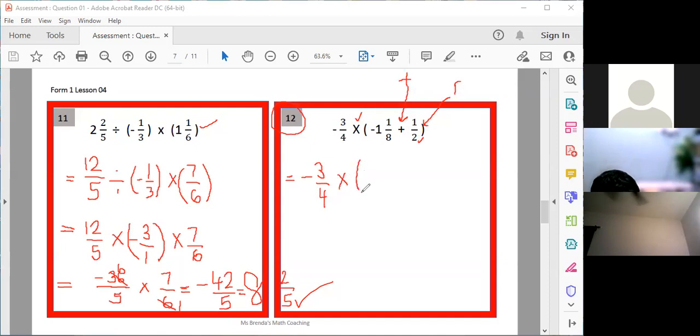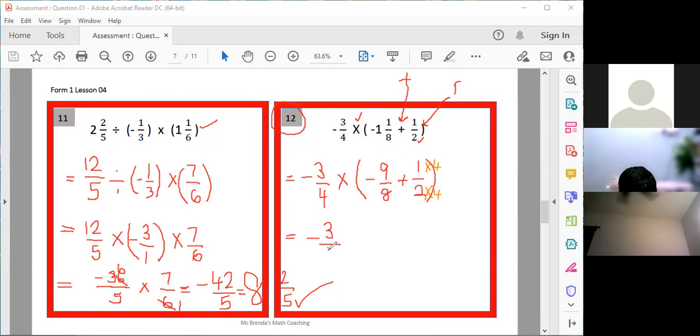Times. Okay, now, as I told you earlier, change this to an improper fraction. It will be -9/8, plus 1/2. So guys, now the denominator, remember? So I times 4, I have to times 4. Do this first. Don't worry about the one in front there. You just write your equals, copy back.